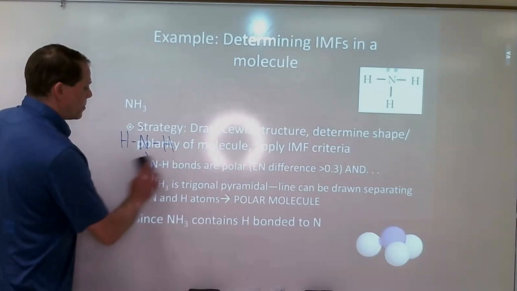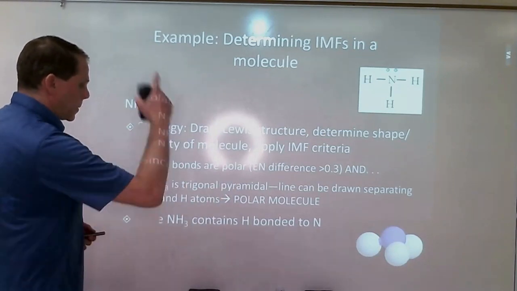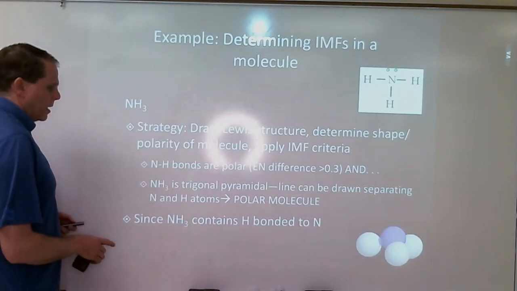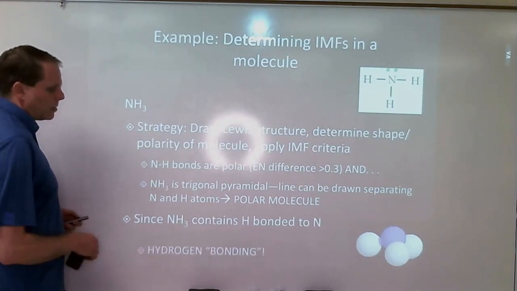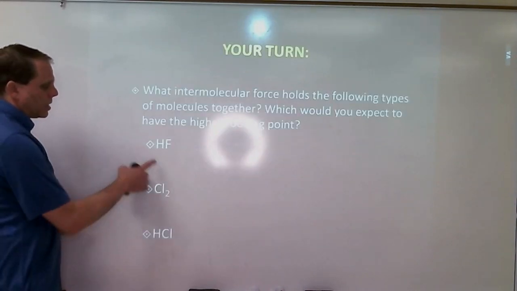Oh, we forgot to tell you the shape. Did you figure out the shape? Trigonal pyramidal. Again, you do that little line of symmetry, and it's not symmetrical, right? And yeah, hydrogen bonding, boom. And you get to try it here.